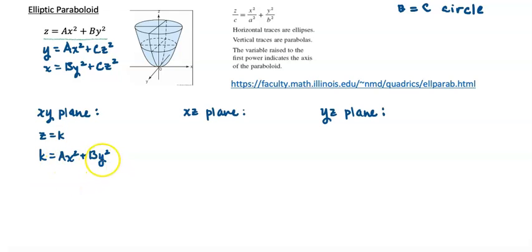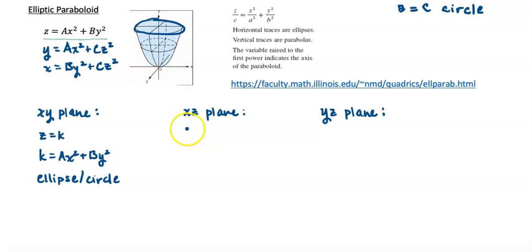And what does this look like? Well, this is just ax squared plus by squared is equal to a constant, which is either an ellipse if a and b are not the same, or a circle if a is equal to b. So this will give us that ellipse or circle. So that is this horizontal trace.